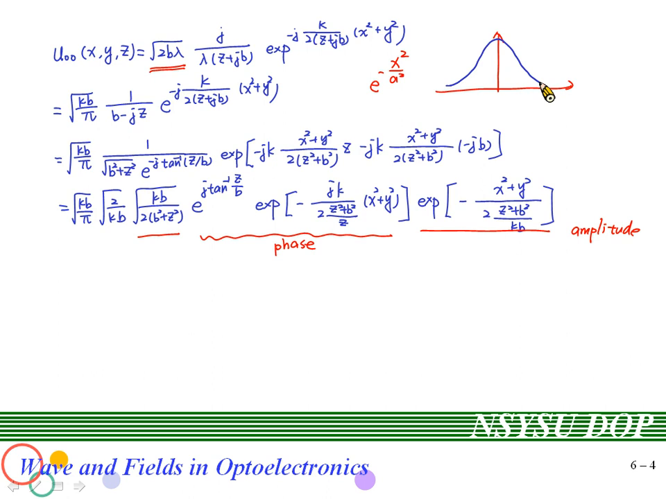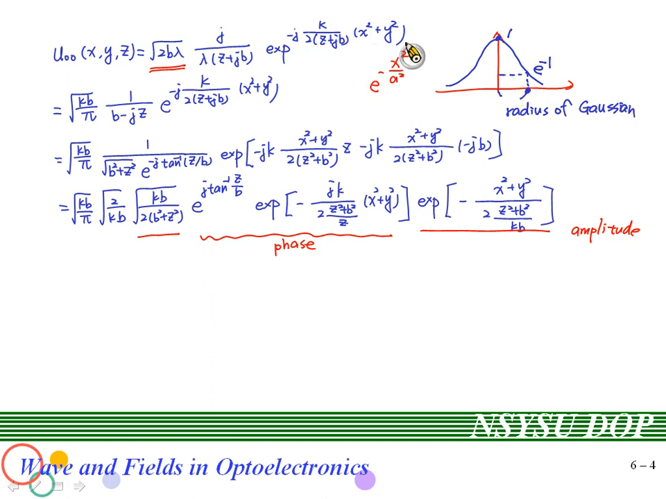And we define the radius of the Gaussian function as the position where the amplitude decays to exponential minus 1 of the maximum. If here is 1, and the amplitude decays to exponential minus 1, the distance from this point to the center point we call the radius of the Gaussian beam, or the radius of the Gaussian function.